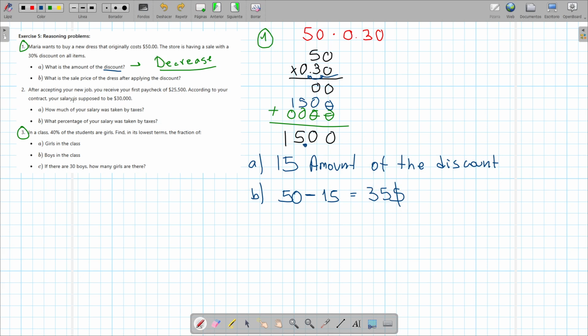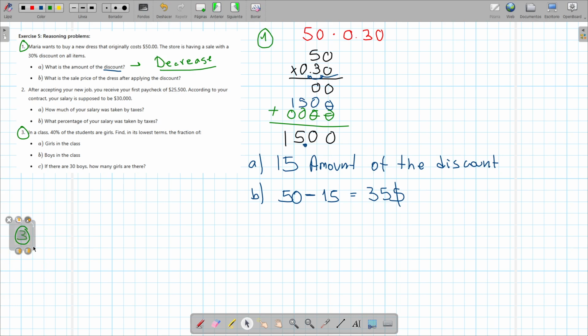Okay, let's continue with number 3. Here I need your full attention. In a class, 40% of the students are girls. Okay. Find in its lowest terms the fraction of girls, boys, and the last question, if there are 30 boys, how many girls are there? This is a tricky question, and here you need to use your head, okay?